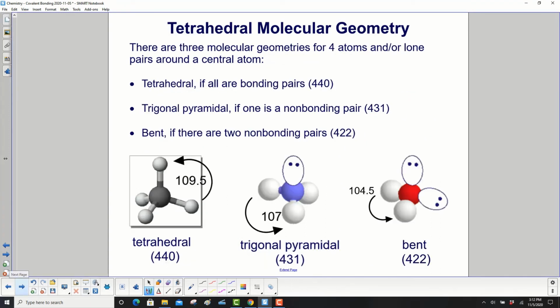We have 3 molecular geometries when you have 4 atoms and or lone pairs around a central atom. The first is tetrahedral, if all are bonding pairs, and that's a 440. The second is trigonal pyramidal, if one is a non-bonding pair, 431. And then a bent, if there are 2 non-bonding pairs, which is a 422.